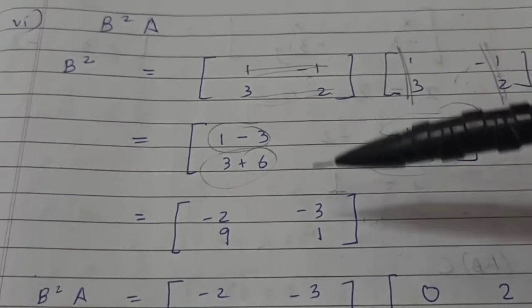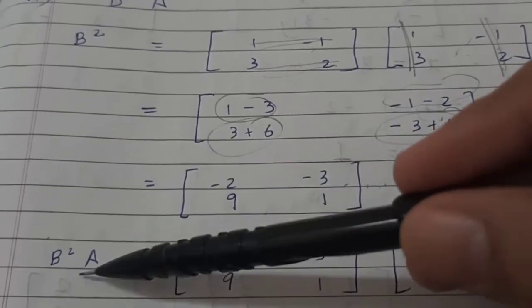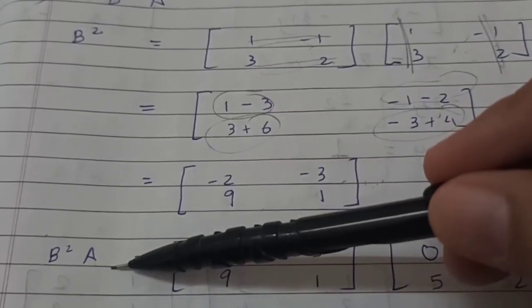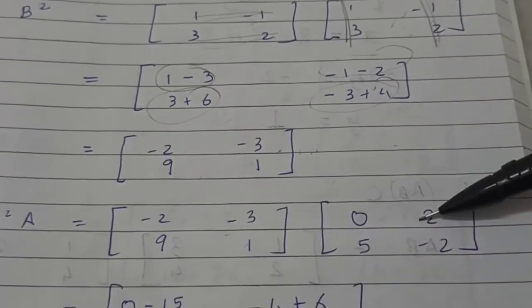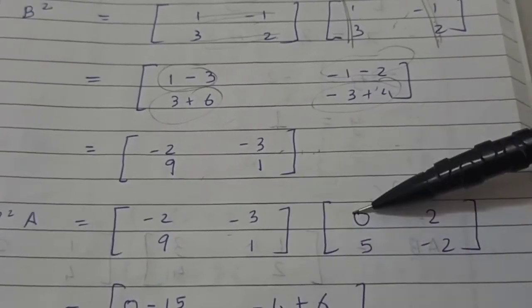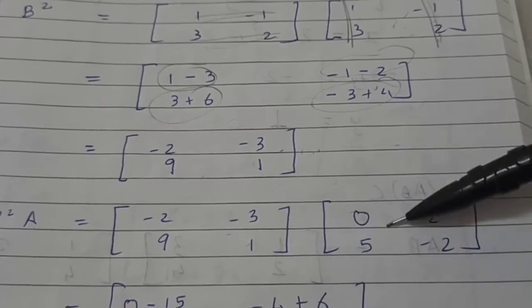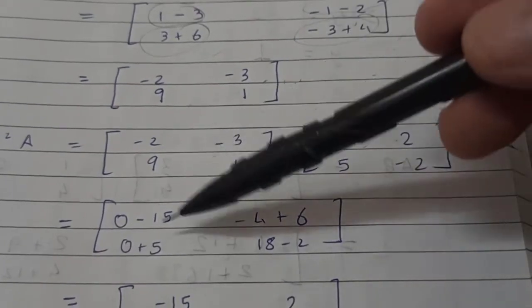So once we've got B square, now let's do B square into A. B square is a single matrix and A is another matrix. Here the order matters, of course. So 2 by 2 into 2 by 2. So again same thing, again 4 elements.